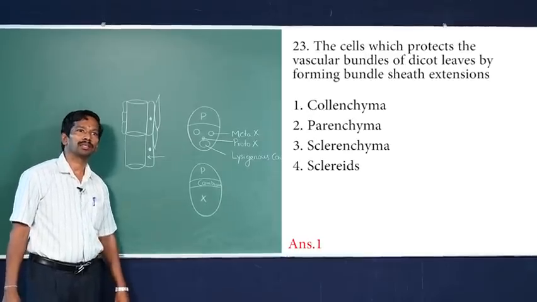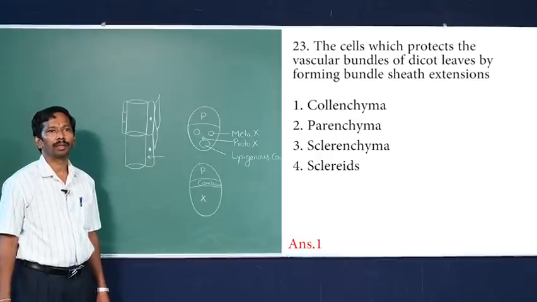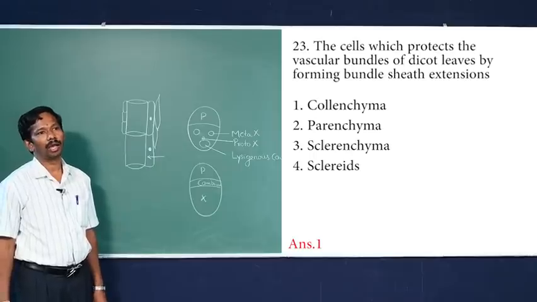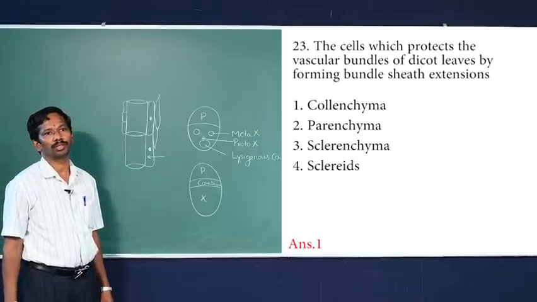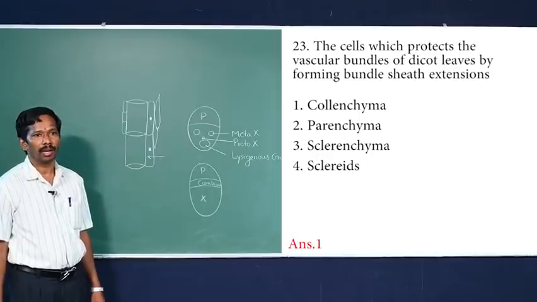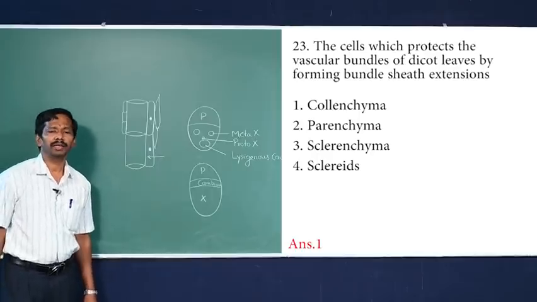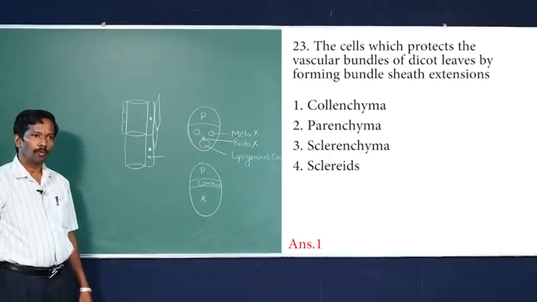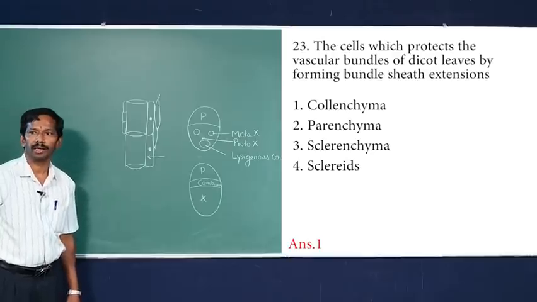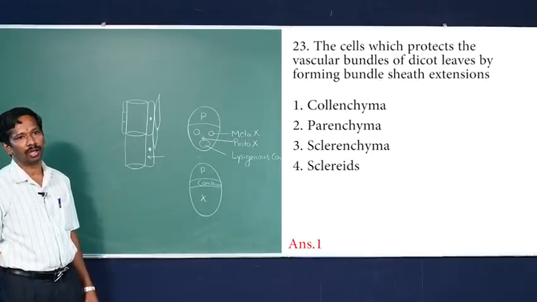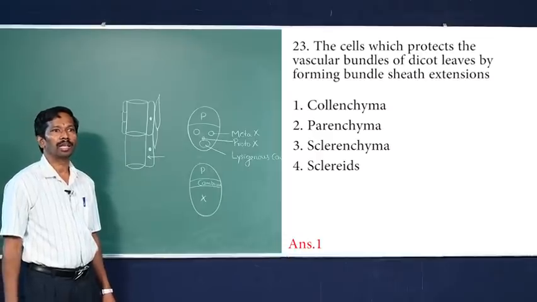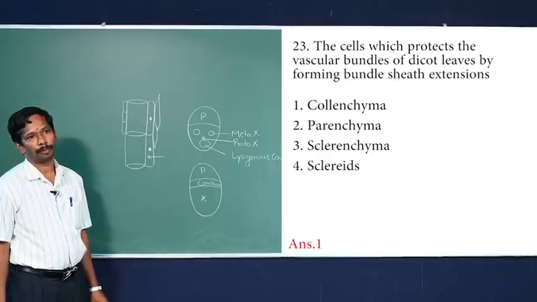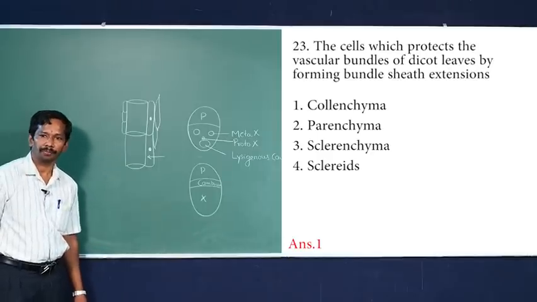23, the cells which protect the vascular bundle of dicot leaves by forming bundle sheath extensions are, answer 1 collenchyma, answer 2 parenchyma, option 3 sclerenchyma, and option 4 sclerite. And in dicot stem and leaves, collenchyma generally represents a protective structure, forming hypodermis. So around the vascular bundle in dicot stem as well as dicot leaves, collenchyma forms the bundle sheath extension, so the answer should be 1 in the midrib region. So option 1 for question number 23.